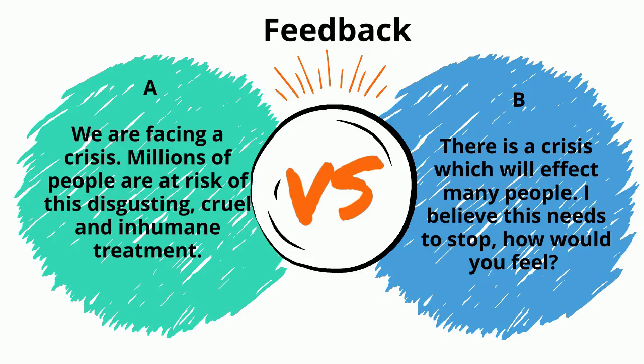Okay, so then we're looking at B. This is a crisis which will affect many people. It's quite vague. I believe this needs to stop. So good use of first person. So it's quite personal, which is quite nice. Next, we've got how would you feel? The rhetorical question, which is good because it makes the audience pause and think about what it'd be like to be in this situation. So it's a good answer, but myself, I would prefer answer A.